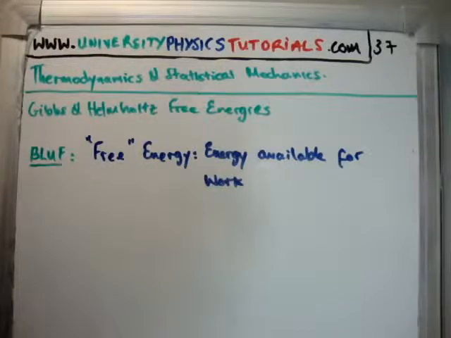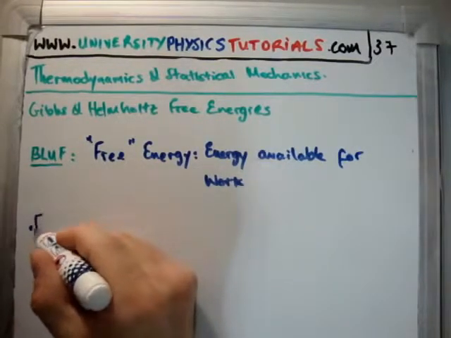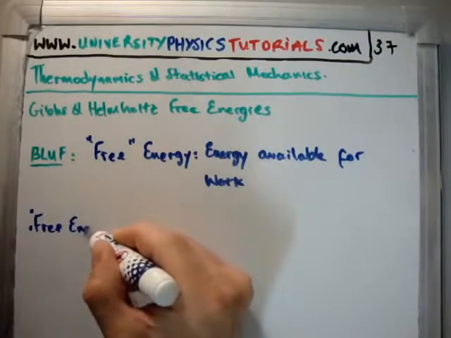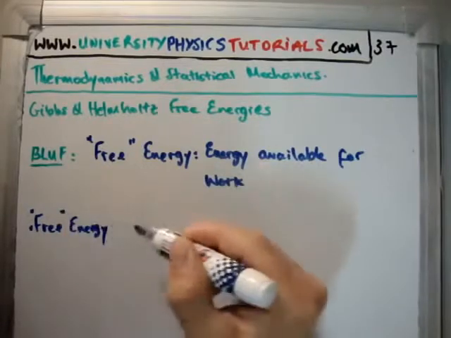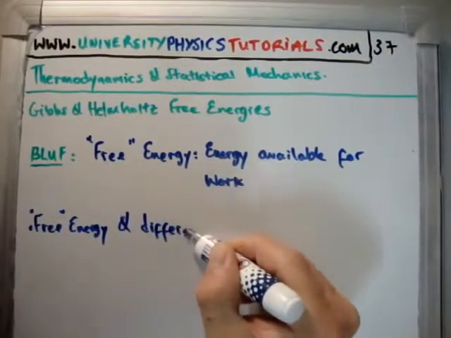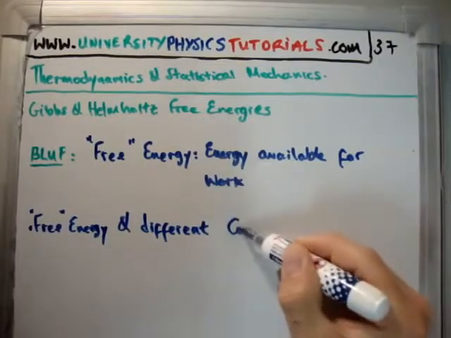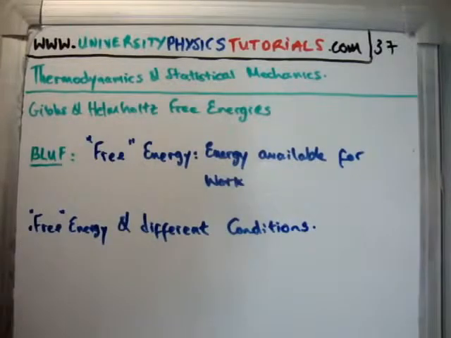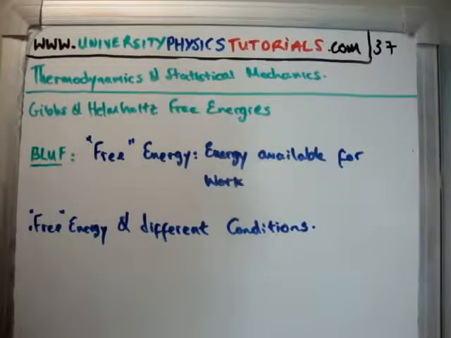Okay? Why do we have different types of free energy? Gibbs, for example, and Helmholtz free energy. Well, the reason is because it's free energy but at different conditions. Okay? Now, I'm going to talk about that in a moment. But that's the bottom line up front. I suppose in many respects you could stop watching now.